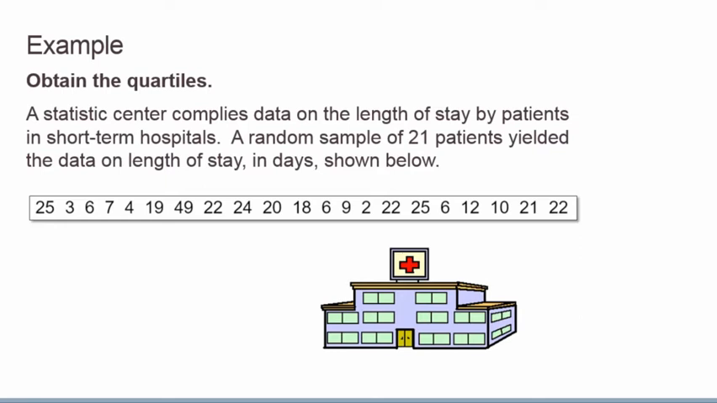Example, obtain the quartiles. A statistics center compiles data on the length of stay by patients in short-term hospitals. A random sample of 21 patients yielded the data on length of stay in days shown below. We have our data points 25, 3, 6, 7, 4, 19, 49, 22, 24, 20, 18, 6, 9, 2, 22, 25, 6, 12, 10, 21, 22.